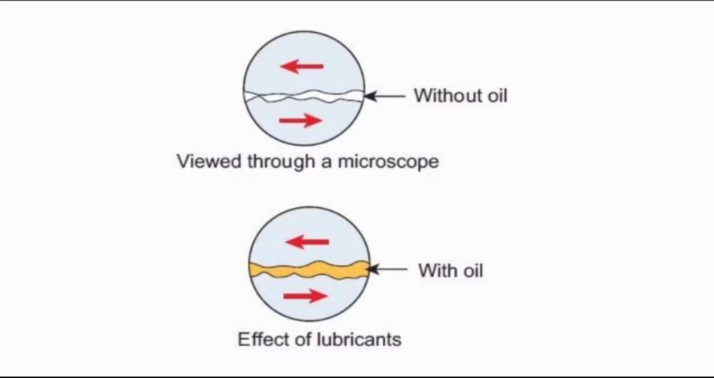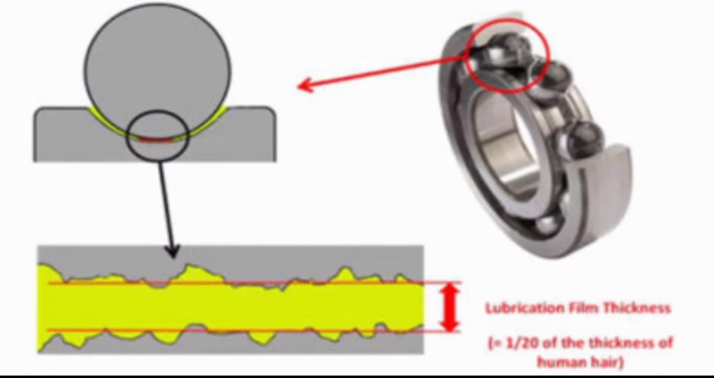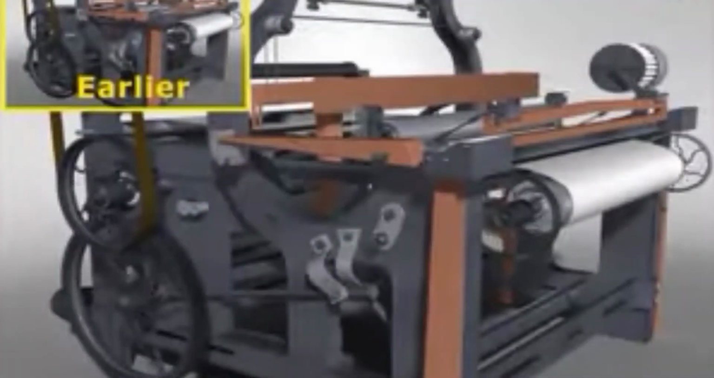When a lubricant is applied between the moving parts of a machine, a thin layer is formed there. The lubricants fill up the irregularities of the surfaces, making them smoother. Interlocking of irregularities is avoided to a great extent and movement becomes smoother.